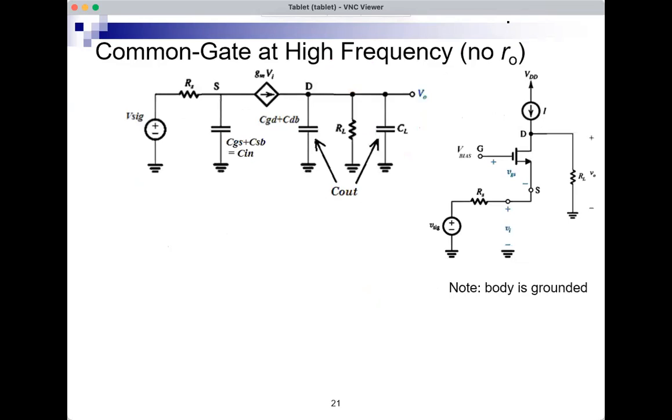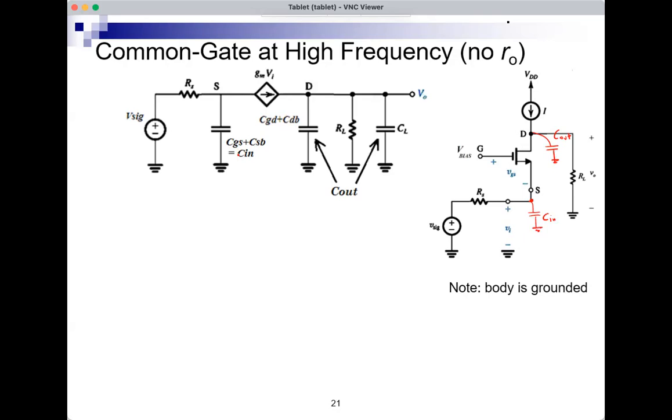Here's the same circuit at high frequency with no RO. If I add the capacitors, I will have two capacitors in this case: a Cin between the input and ground at the source, and a Cout. And unlike the common source, there's no capacitor that bridges the input to the output.